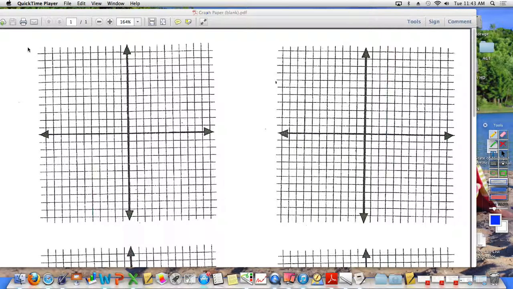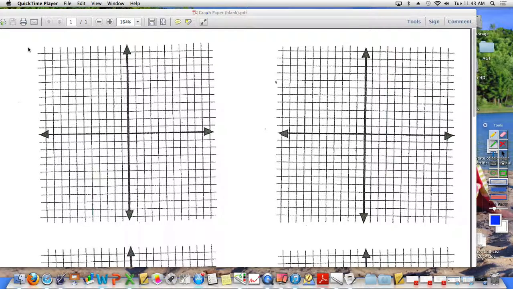All right, today we are going to start graphing inequalities. So label your notes, please. Label your notes as graphing systems. And when I say systems, that just means it's going to be more than one line. Graphing systems of inequalities.